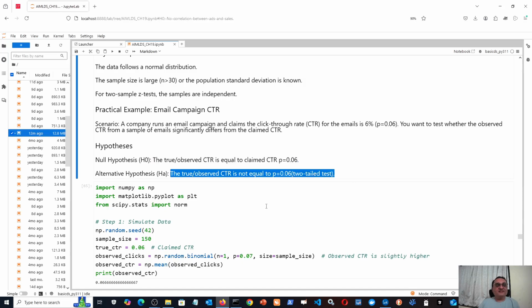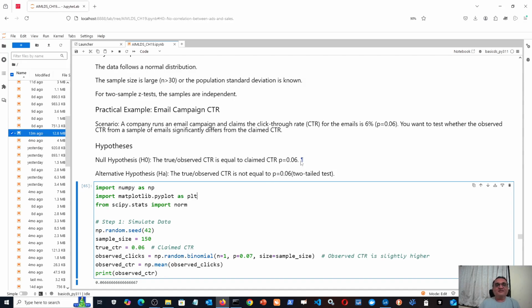But the alternative hypothesis says that no, the true or observed click-through rate, when I test using a sample of 1,000 emails, is actually not equal to 0.06. And for that I am using a two-tailed test. Now, what is this two-tailed test and how appropriate it is to use, that we will discuss later on. But I am using this two-tailed Z test.